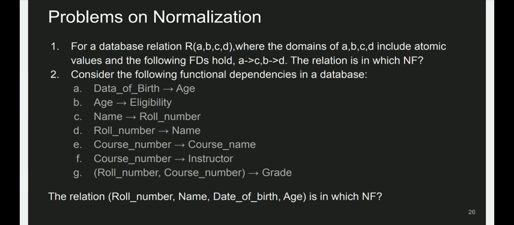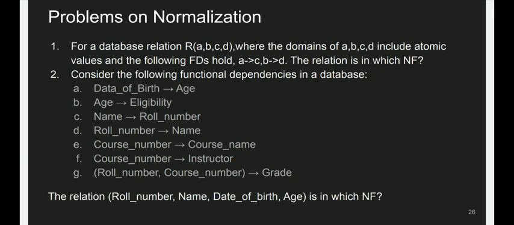Now we'll move on to the problems for normalization. So we are given a database relation and what the attributes are, and they are saying that it is atomic, and we are given two functional dependencies, A determines C and B determines D. They are asking what is the normal form for this relation.